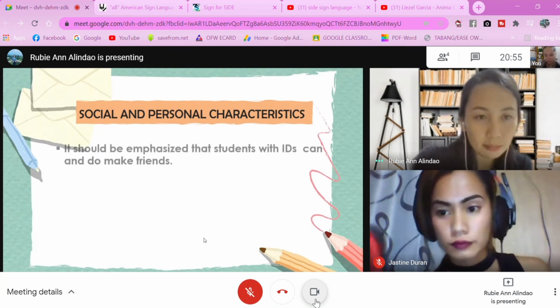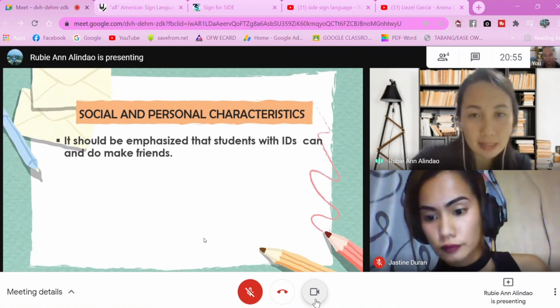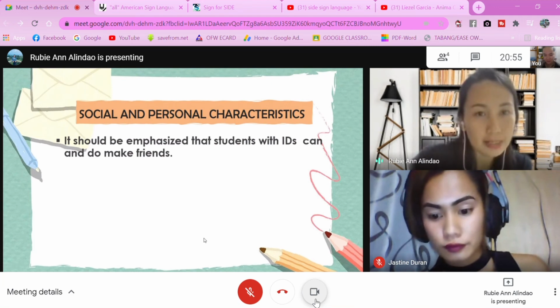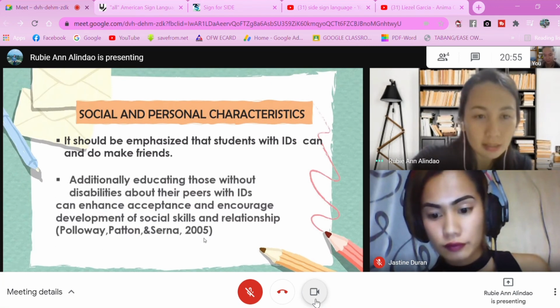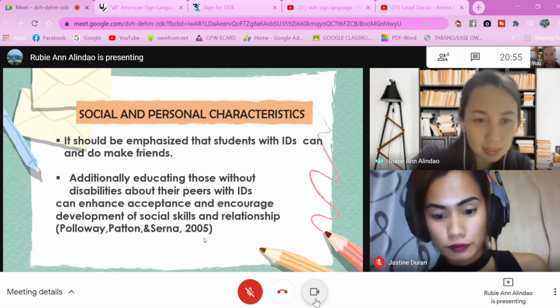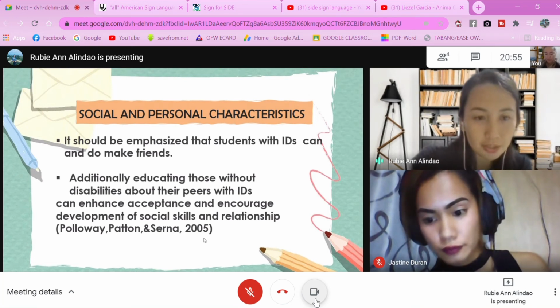Next, it should be emphasized that students with intellectual disabilities can and do make friends. Additionally, educating those without disabilities about their peers with intellectual disabilities can enhance acceptance and encourage development of social skills and relationships.